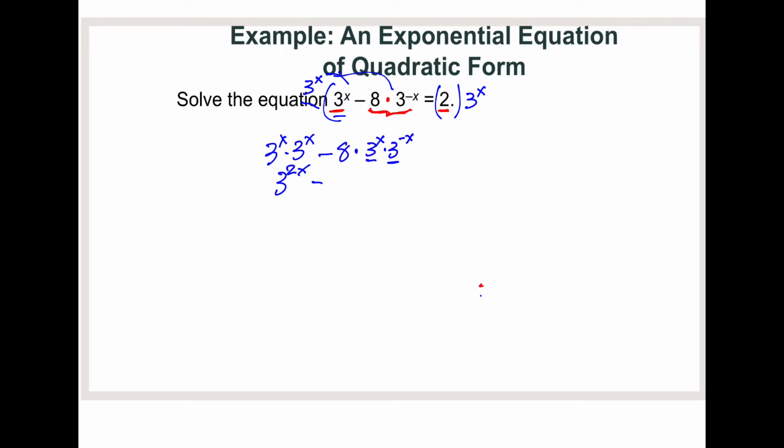Same bases, we're multiplying the bases just like we were here, so we add those exponents. x plus x gave me 2x here. Here, x plus negative x gives me 0. So 3 to the 0. And then on the other side, we've got 2 times 3 to the x. So 3 to the 0, of course, becomes 1. So let's write out what I have here. I have 3 to the 2x, minus 8. 8 times 1 now is just 8. And then on the other side, I have 2 times 3 to the x.